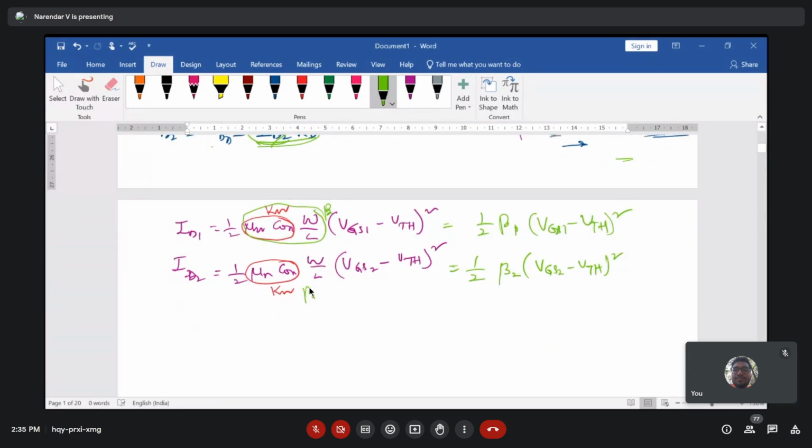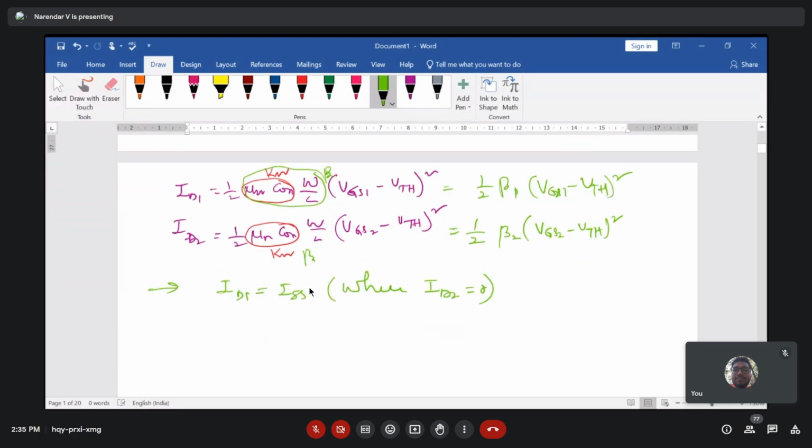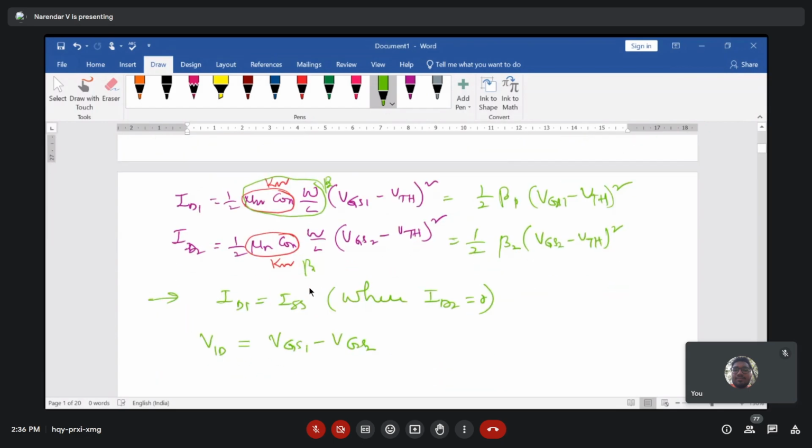What is the maximum current that we are getting? We are getting the maximum current, ID1 equal to ISS, for a given connection where ID2 is becoming 0, right? What is the differential input that we can write as VID? That is the differential input, which is VGS1 minus VGS2, right? What is VGS1 from this expression? You can easily write what your VGS1 value is. So this is the VGS1 value.